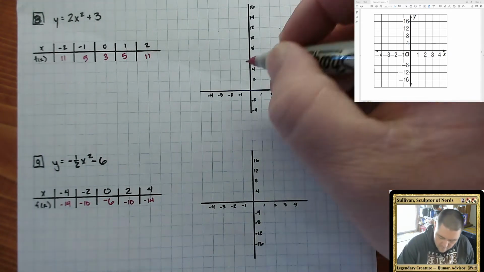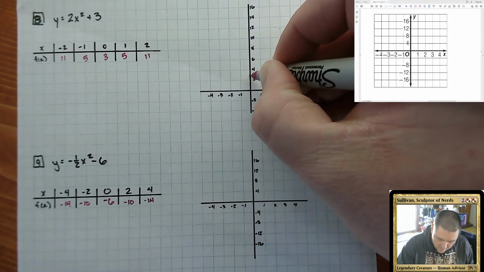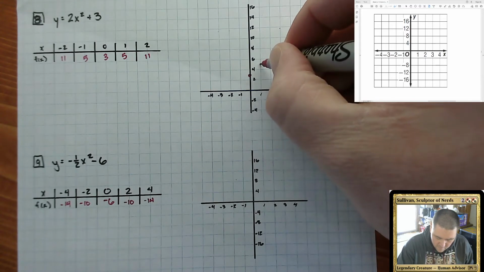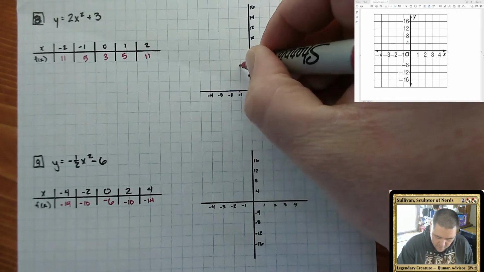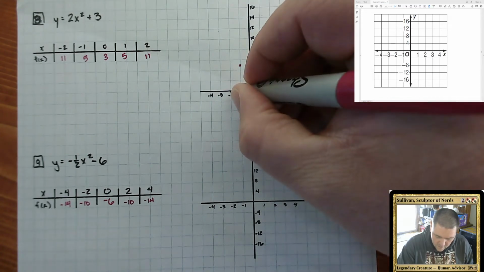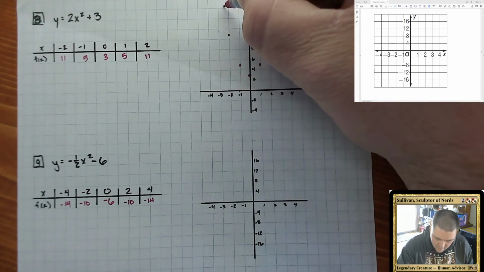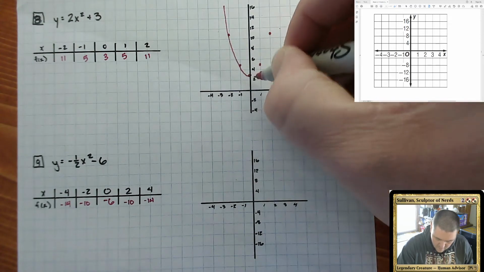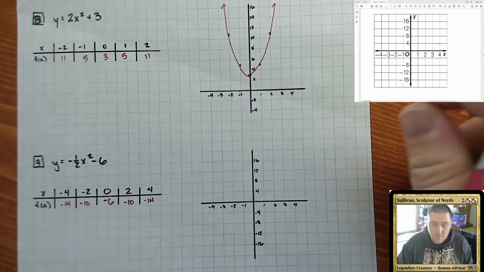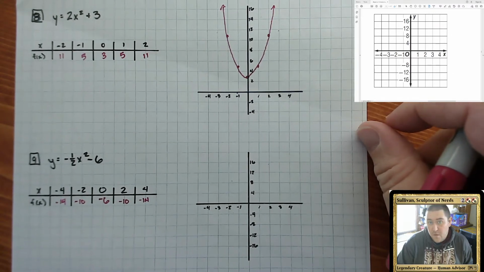Plot points. 0, 3, watch your scale, going by 2s. 1, 5, negative 1, 5. 2, 11, negative 2, 11. Connect the dots. Now I know it didn't ask for it, but how many zeros does this have?